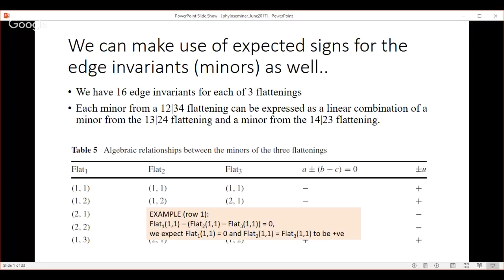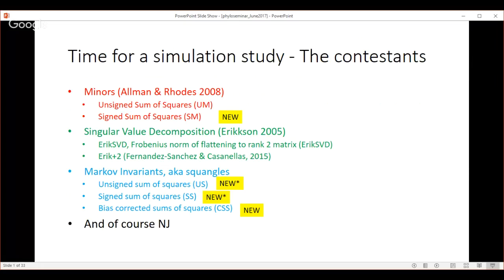And so using that, we could come up with a modified phylogenetic invariant based on these edge invariants. Rather than just saying, I'm expecting all these things to be zero, so I'll sum them up and see how close I get, an unsigned minor idea, I can do that residual sum of squares idea with the edge invariants as well. This brings us to how it all works out. So, time for a simulation study.